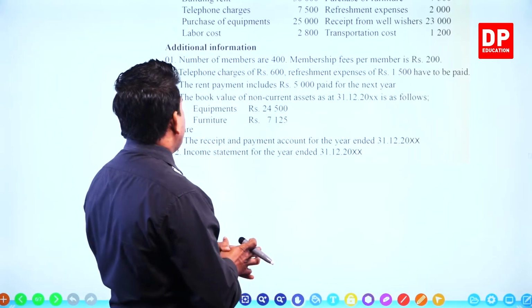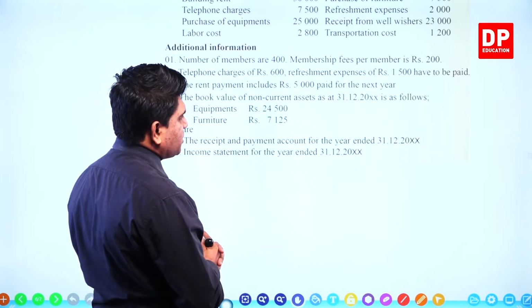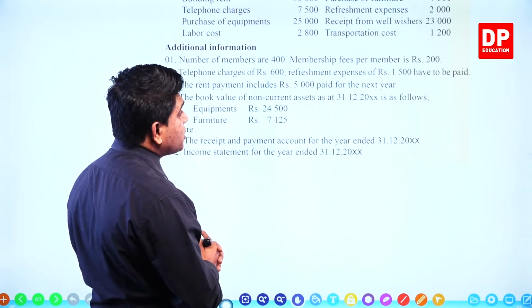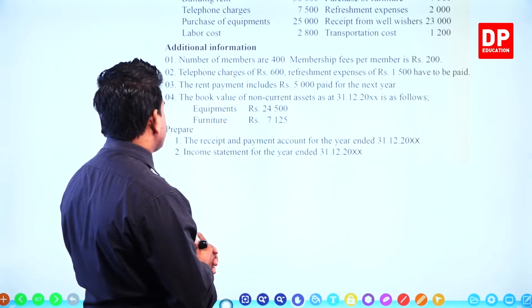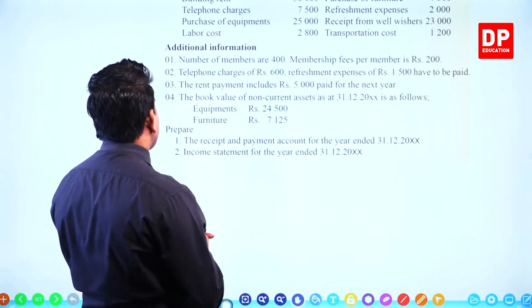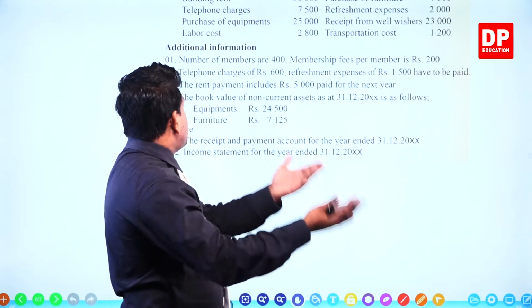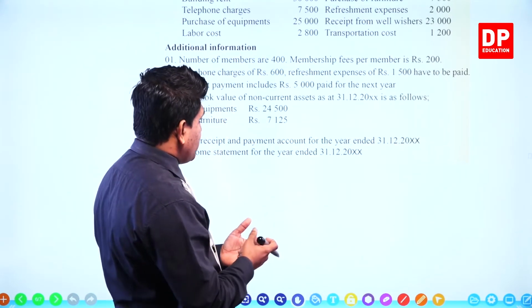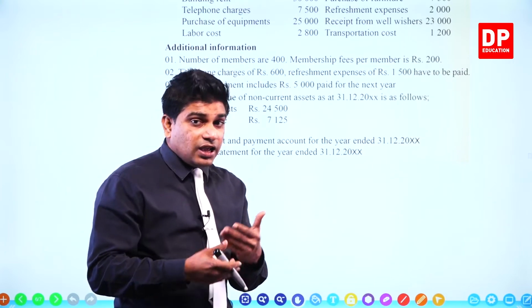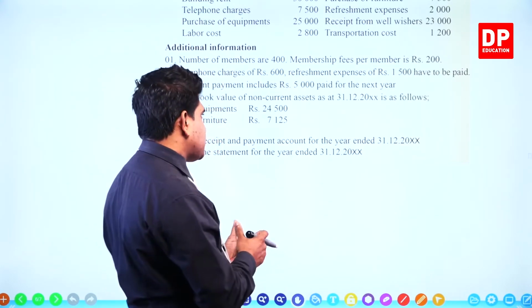Now, telephone charges 600 and refreshments expenses 1,500 have to be paid. Accrued expense, right? Rent payment includes 5,000 paid for the next year. It's a prepaid expense. We have to subtract it from the relevant expense.